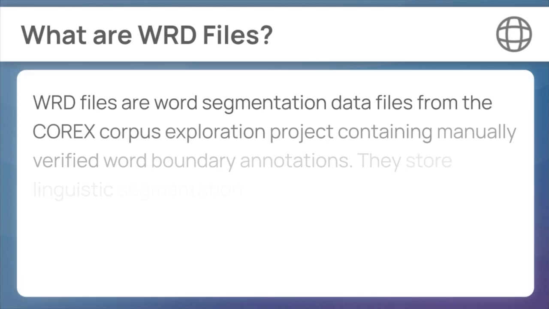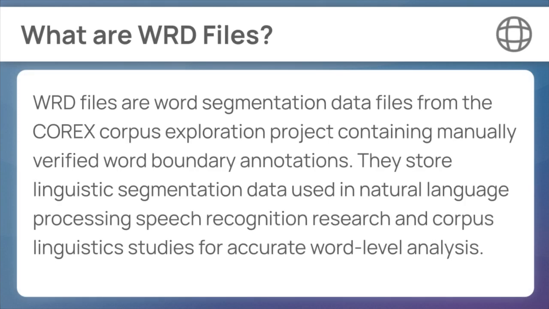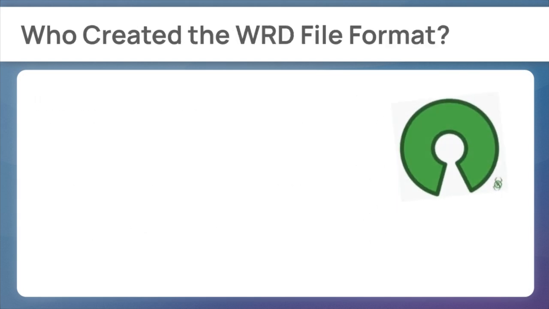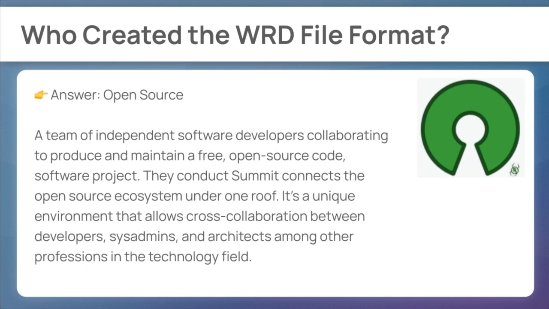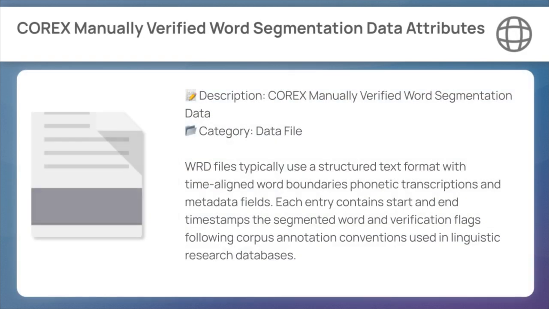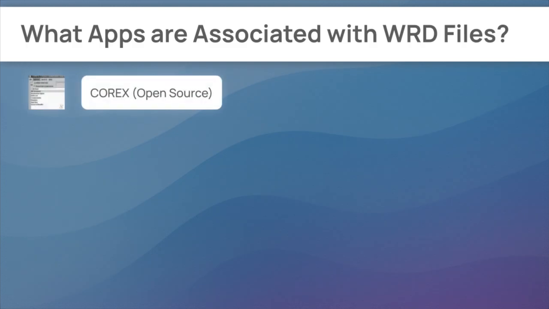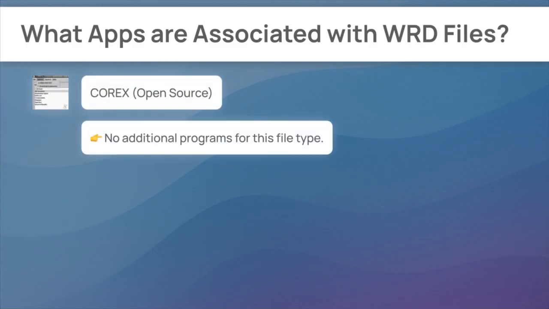WRD files are word segmentation data files from the COREX corpus exploration project containing manually verified word boundary annotations. They store linguistic segmentation data used in natural language processing, speech recognition research, and corpus linguistics studies for accurate word-level analysis. WRD files typically use a structured text format with time-aligned word boundaries, phonetic transcriptions, and metadata fields. Each entry contains start and end timestamps, the segmented word, and verification flags, following corpus annotation conventions used in linguistic research databases. An essential utility for interacting with WRD is recognized as COREX by open source.